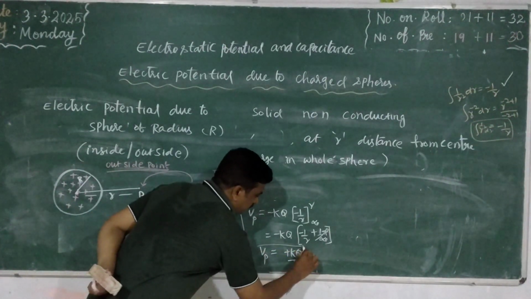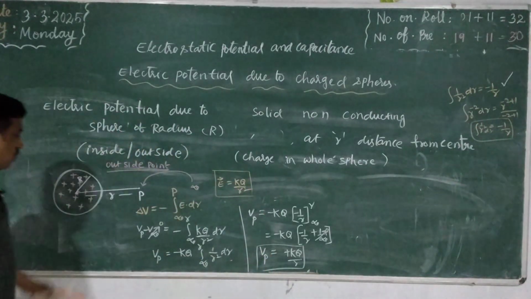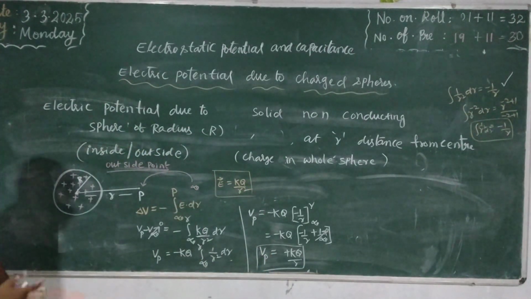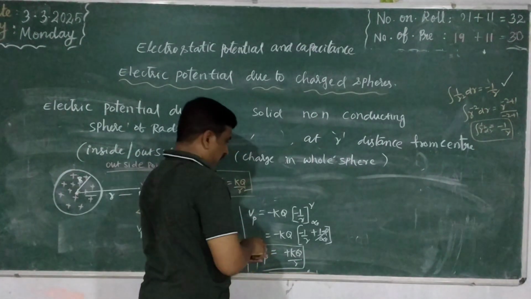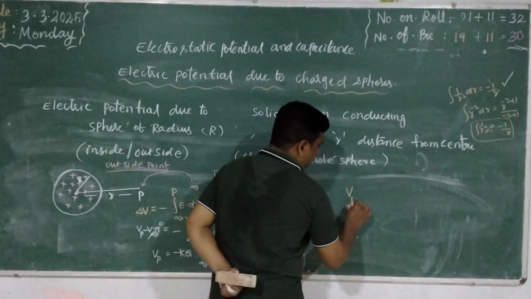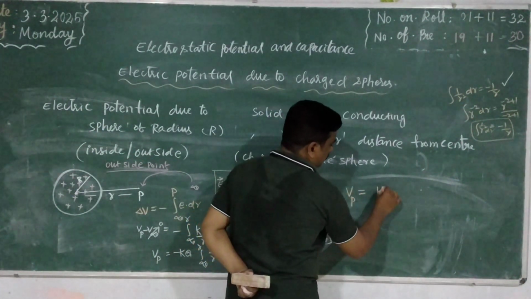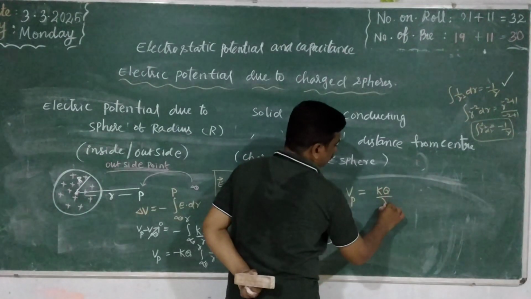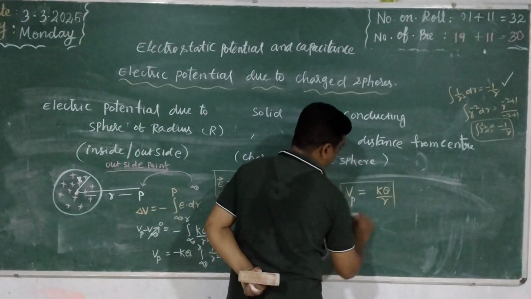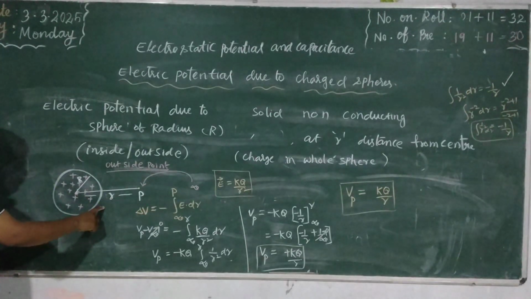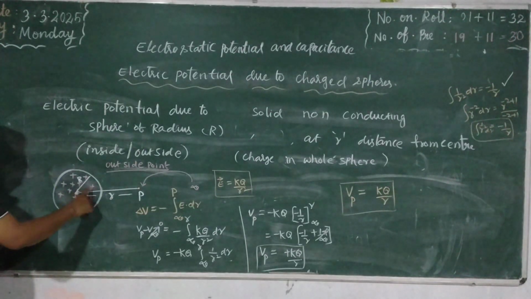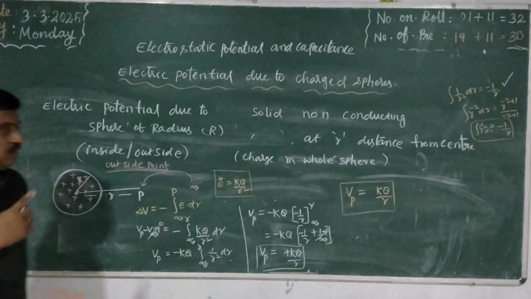It is the potential due to a solid non-conducting sphere at an outside point or distance. So kq by capital R. I write here, potential at P outside point is kq by small r. It is the potential at P, or distance from the center, for a solid non-conducting sphere.